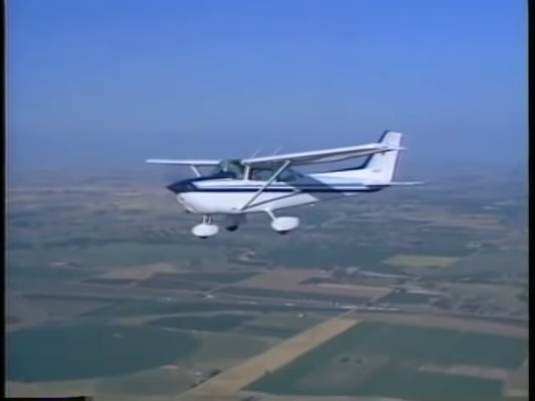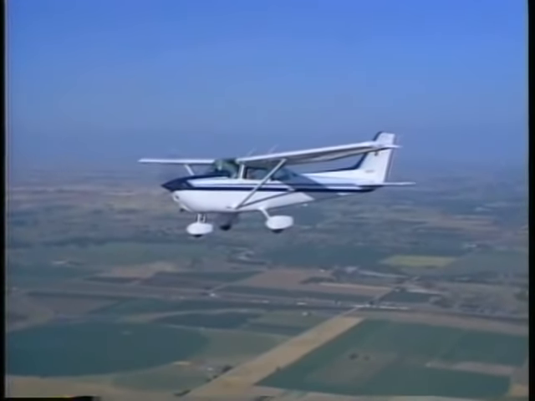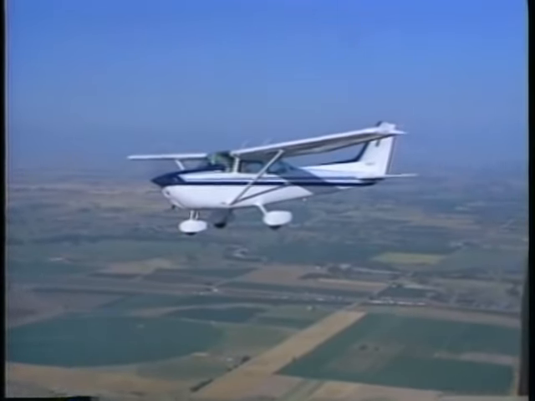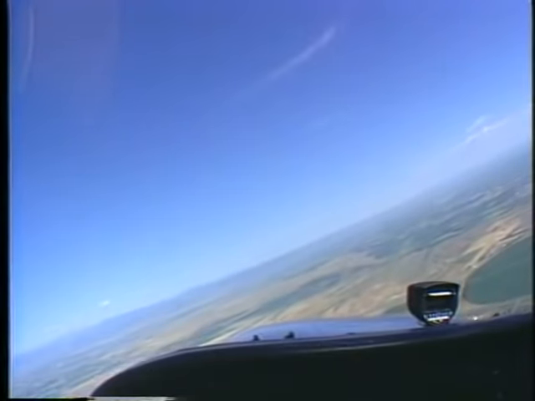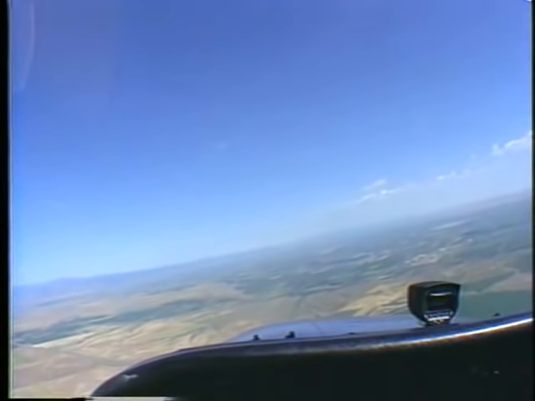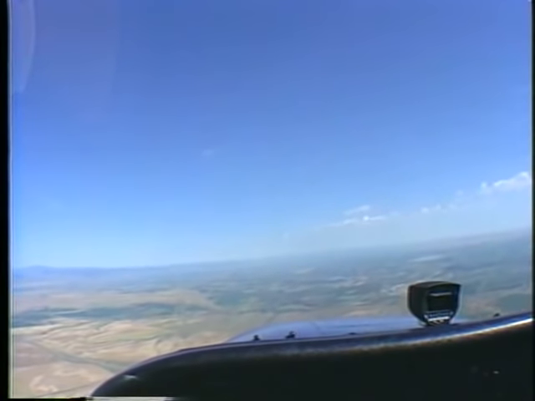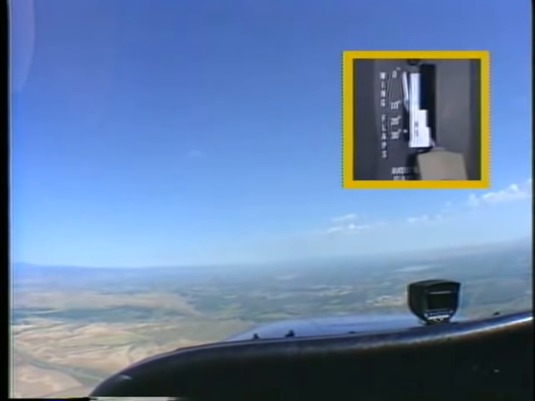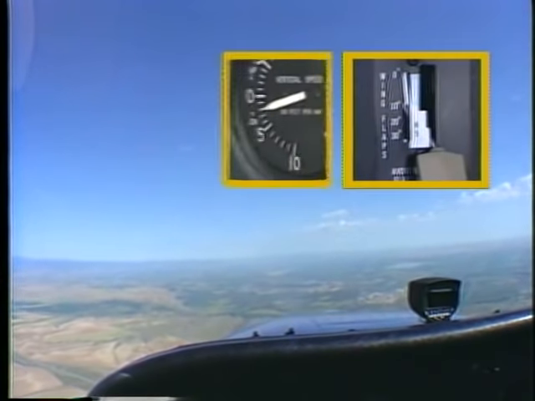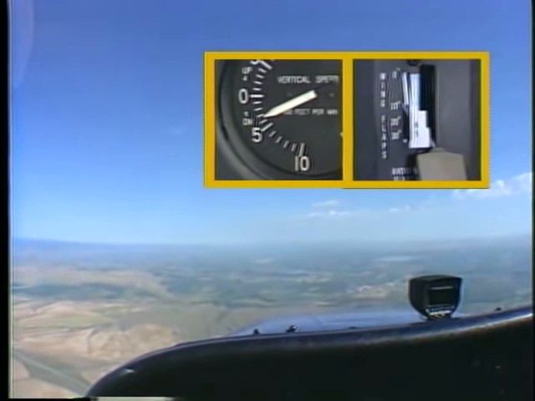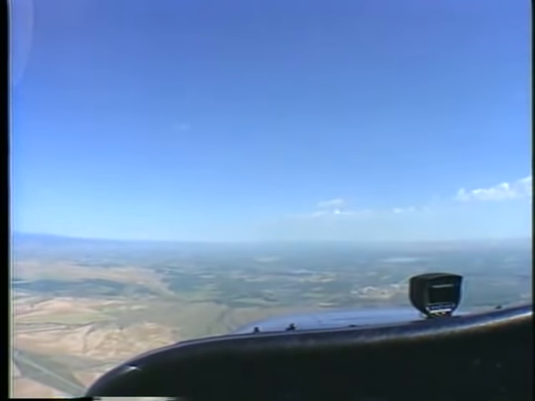Stalls are practiced at an altitude that will allow you to complete the stall recovery no lower than 1,500 feet above the ground. Before starting the maneuver, clear the area. Then, reduce power and slow the airplane to the normal glide airspeed. As the airspeed enters the white arc, extend the flaps to the setting used during a normal approach and establish the landing attitude. Once stabilized, smoothly raise the nose to an attitude which will induce a stall.